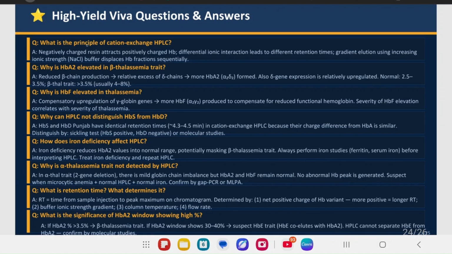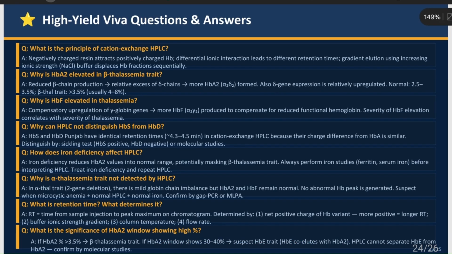Now some high-yield viva questions and answers. What is the principle of cation exchange HPLC? The principle is that a negatively charged resin attracts positively charged hemoglobin. Differential ionic interaction leads to different retention times. Hence, gradient elution using increasing sodium chloride buffer displaces hemoglobin fractions sequentially.